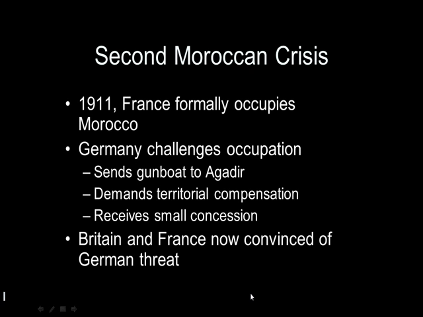The Germans backed down. They were given a little bit of land out of the French Empire to remain quiet. But the result of that was that Britain and France said, okay, we got to step this up a notch. Our militaries and our navies got to start talking to each other because war with Germany is likely going to happen soon. So let's get going.